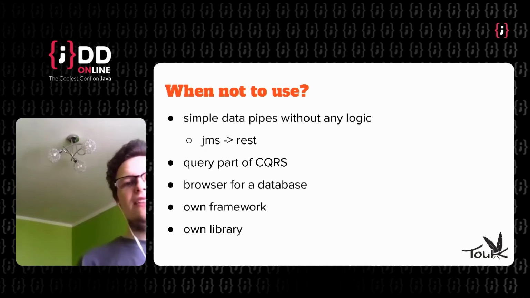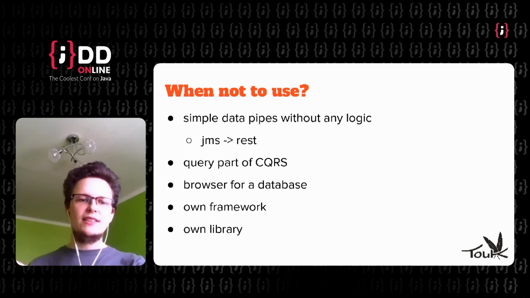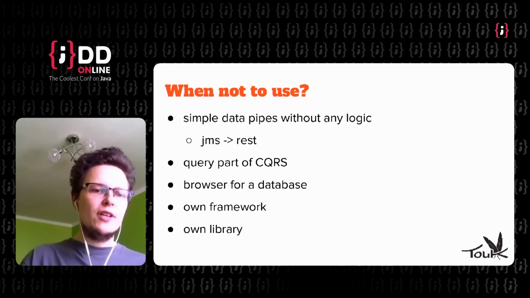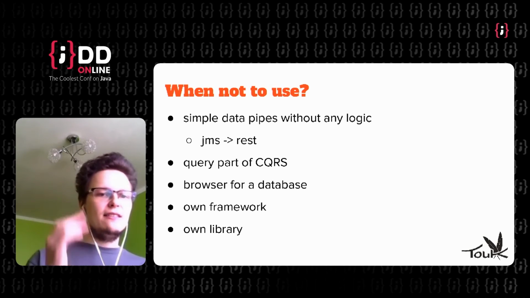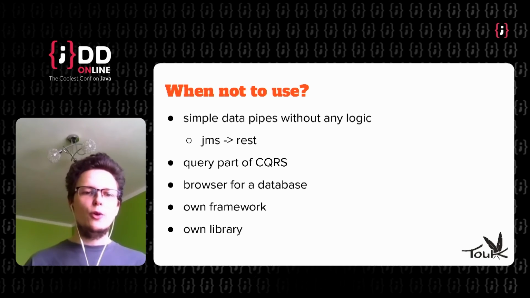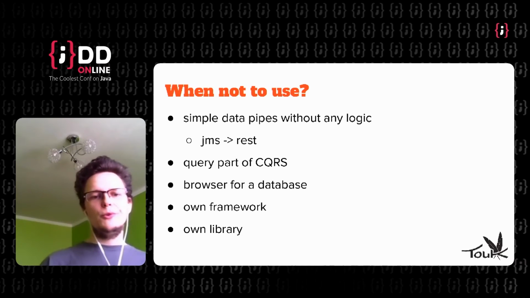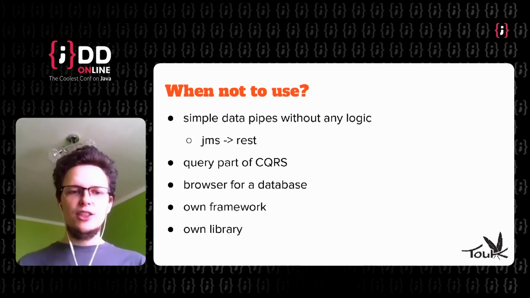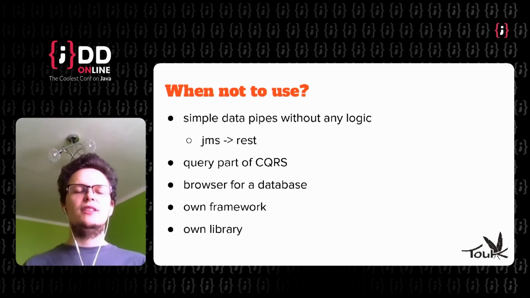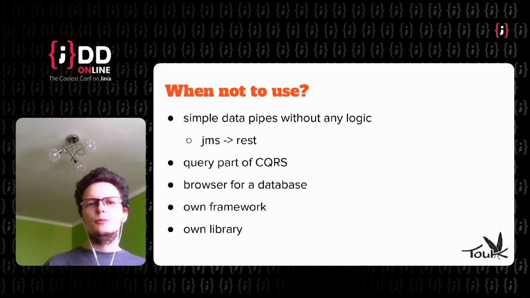On the other side, when you have a simple pipe that just takes data from a JMS message and sends it via some REST service, there is no point in using ports and adapters architecture. The same if you are doing the query part of CQRS, it just takes data from the database and puts it on the screen. Don't convert it via layers of DTOs, it's not relevant for your application. When you're doing a CRUD for a database without any additional logic, it's also not necessary to use this architecture. When you write your own framework or library, you also shouldn't use ports and adapters.